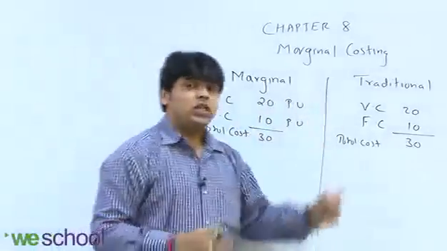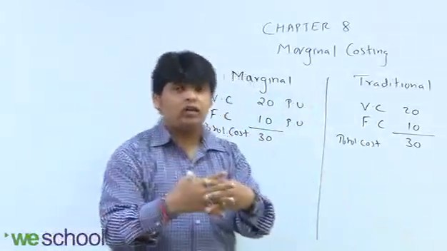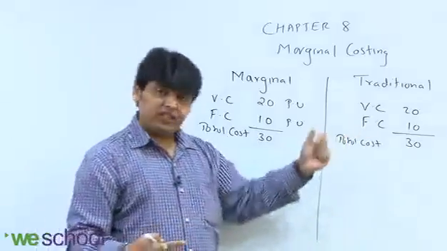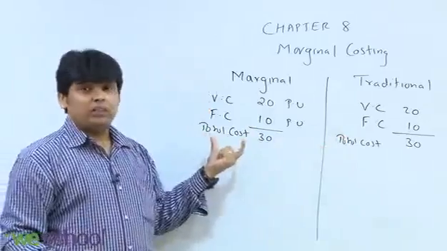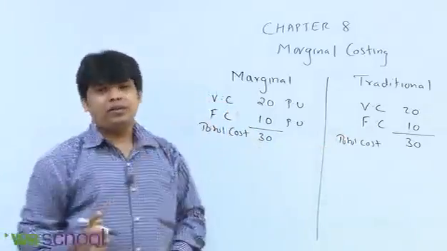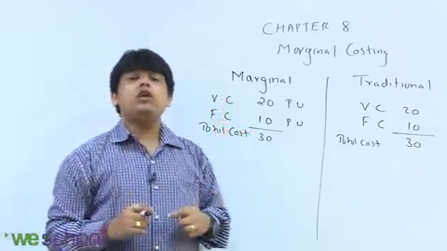And in traditional costing, what is the cost per unit? They will say 30, because they include in the product cost both variable and fixed. Whereas here, the fixed expenses are deducted from the contribution for that particular period. So if there is a closing stock in marginal costing, there will not be any fixed elements.